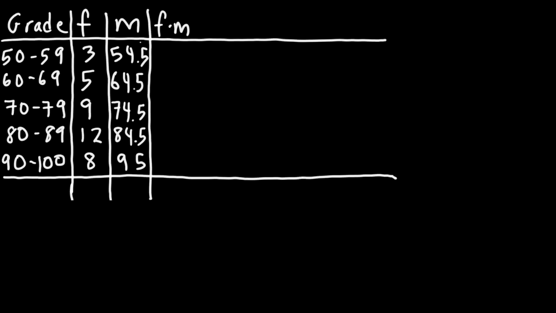Now let's multiply the frequency by the midpoint. So first we have 3 times 54.5. And so that's going to be 163.5. Next, we're going to multiply those two. So 5 times 64.5.